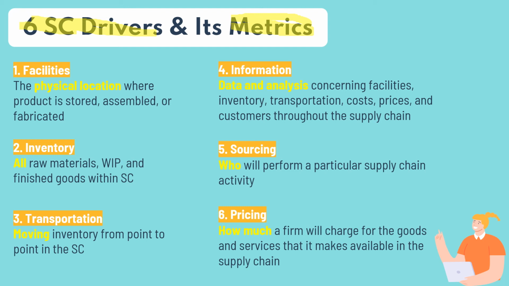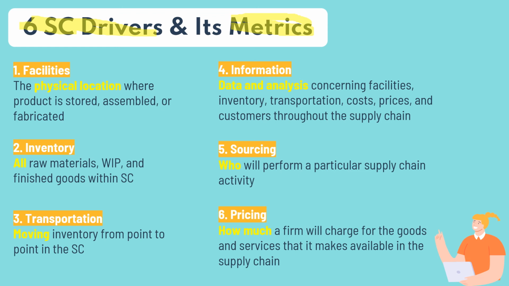Actually, for each driver, there are so many metrics that I think you can read further in the book, but I will try to give one metric for each driver. So one of its metrics for facilities is capacity, which is the maximum amount of units that can be processed. And second is inventory. Inventory is all raw materials, work in process, and finished goods within the supply chain. One of its metrics is the average inventory. It is the average level of inventory that can be accommodated.